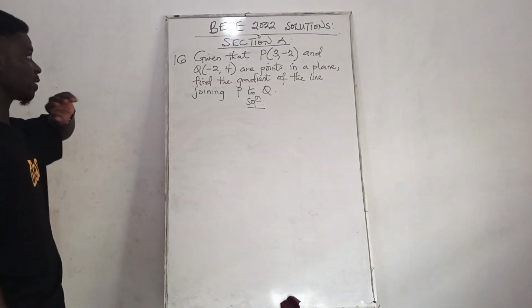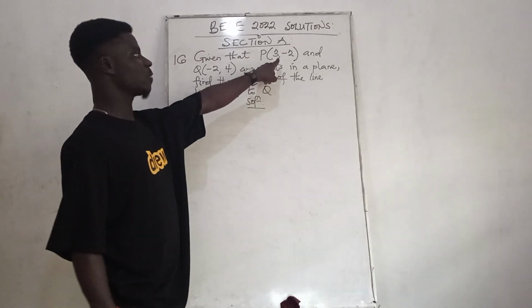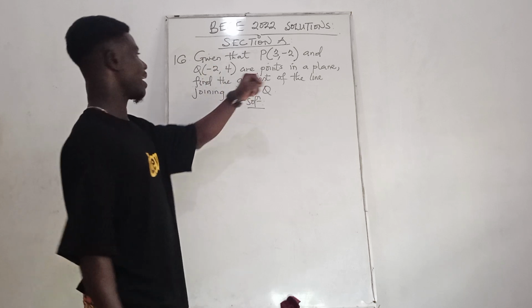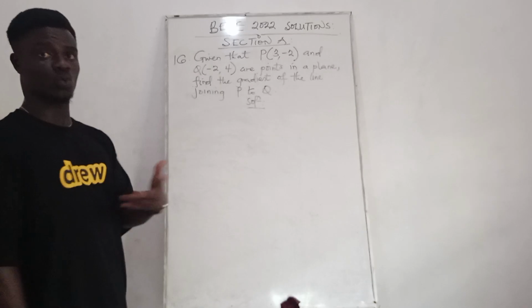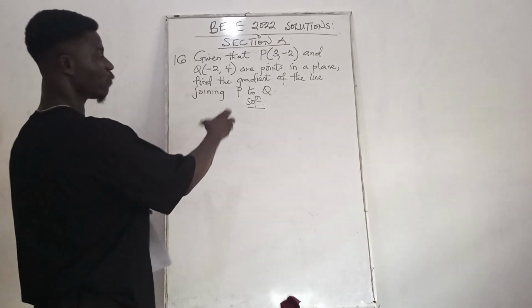We are still on WASSCE 2022 solution, section A. Question 16: given that point P, which is (3, -2), and point Q, (-2, 4), are points in a plane. So this time around we are dealing with a two-dimensional plane, right? Find the gradient of the line joining P to Q. Let's find, first, the slope of that line.